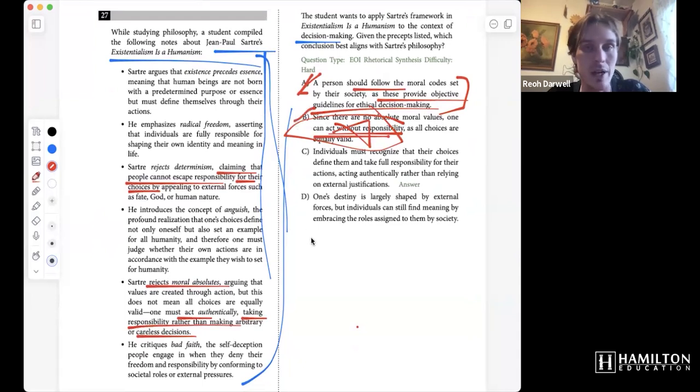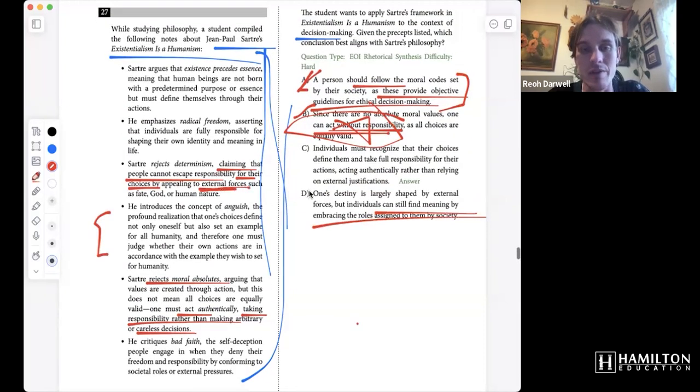All right, let's see why D is incorrect according to the text, since we know that C is the correct answer. All right, so one's destiny is largely shaped by external forces. I'm not sure if that's stated anywhere in particular here. Though external forces is mentioned, it isn't that we're finding that, but that individuals can still find meaning by embracing roles assigned to them by society. Do we see that anywhere? No, you don't see much reference to aligning with society in any of these. So we can get rid of D.